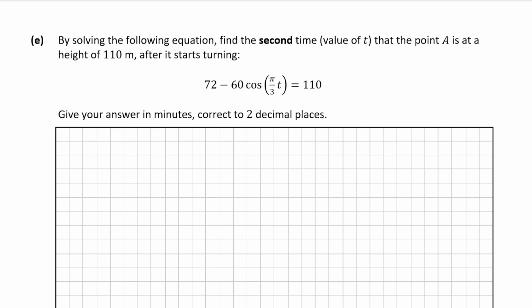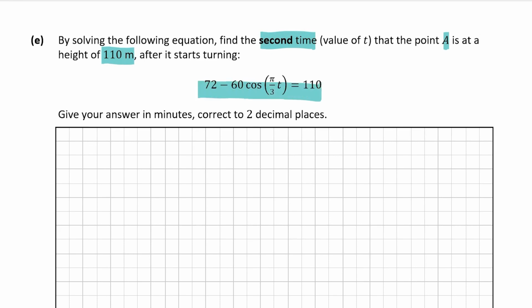Now let's get started with question E. Question E is, in my opinion, the most difficult part of this question, but I'm really going to break it down and bring you along with me. We're asked to solve the following equation to find the second time, so the second value of t, that the point A is at a height of 110 meters after it starts turning.